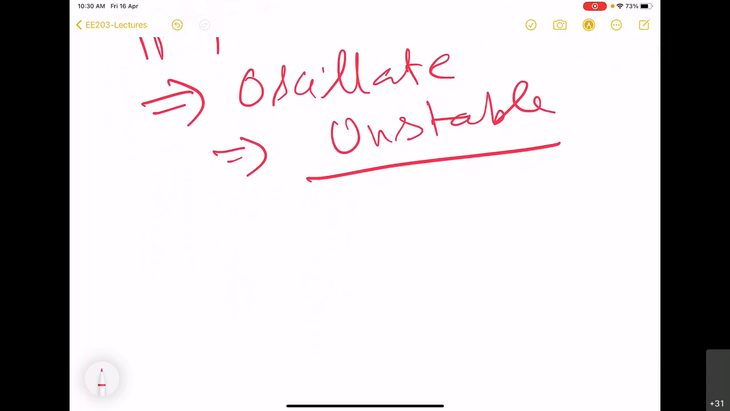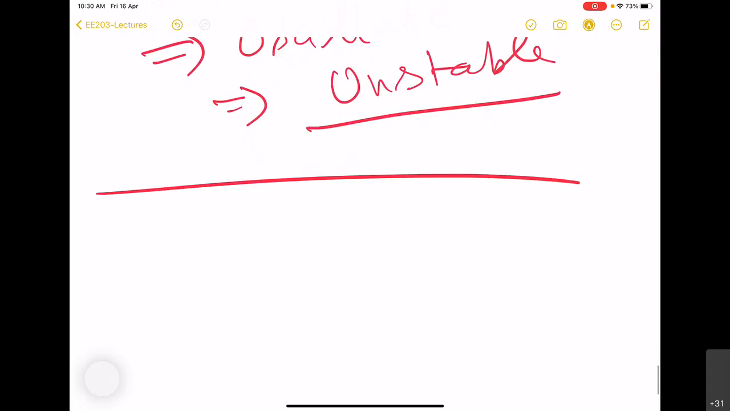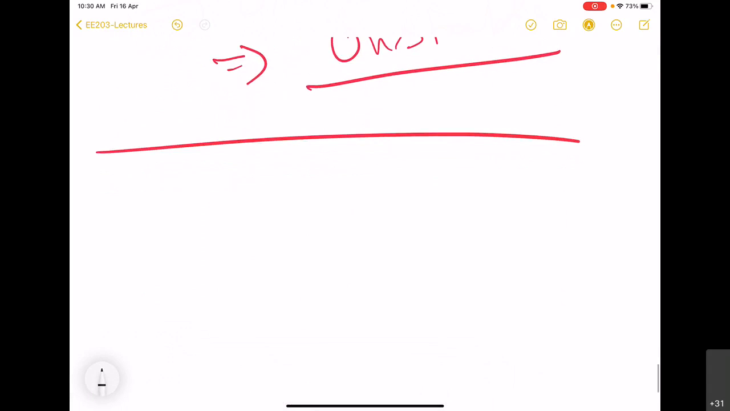Now to talk about this instability, we define two technical parameters. They are called crossover frequencies.